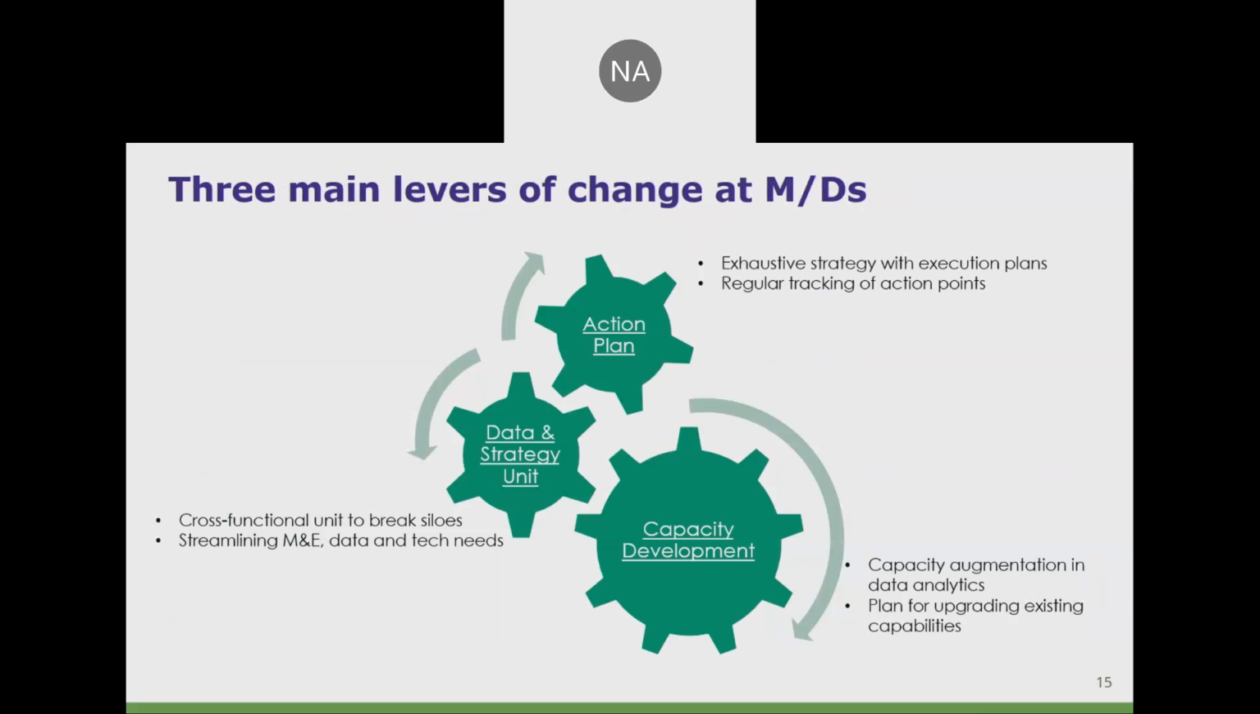three key levers that can be used at the ministries or, in the case of state governments, the departments. First is the fact that there has to be an action plan. Now that action plan has to be exhaustive. There has to be a template by whichever is the commissioning agency, be it the planning department in the state government. Plan.